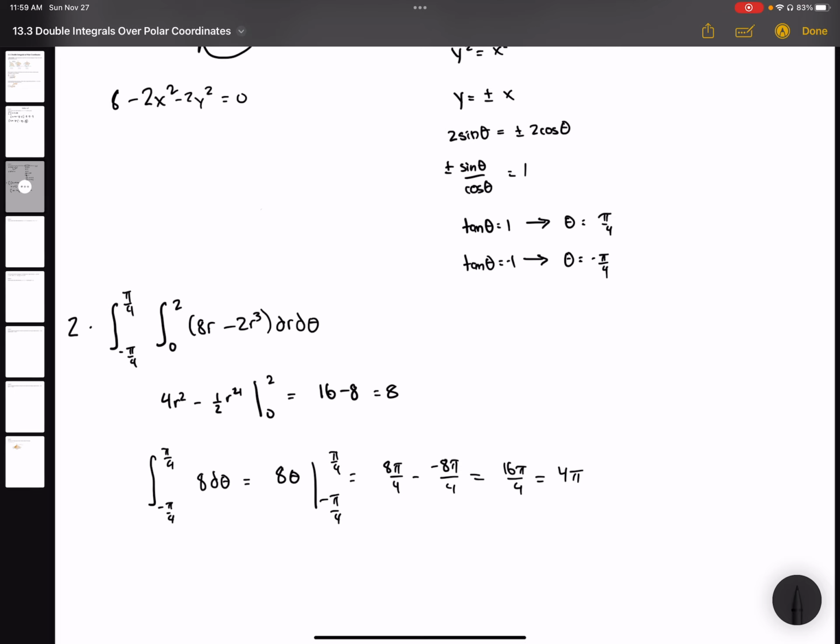Where is 2 pi minus negative 2 pi? How do you want to think about it? So our answer here is 4 pi. But remember, we have to double this at the end. So it's like 2 times this times 2. So the actual answer is 8 pi.